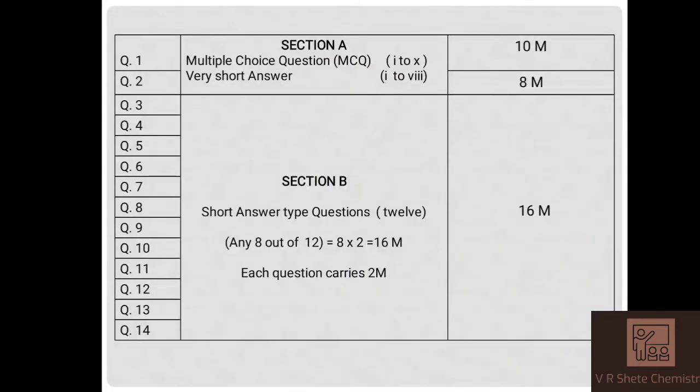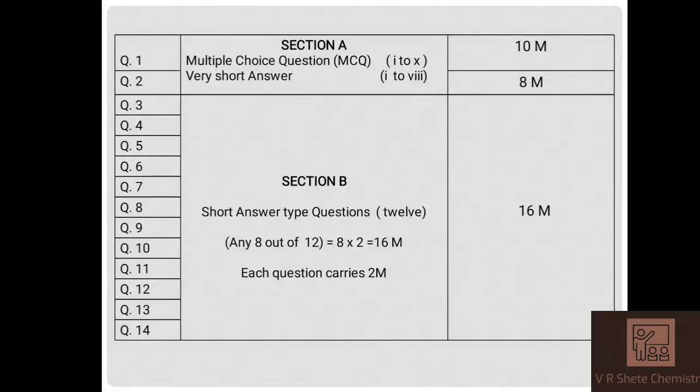Section A has question number 1 and question number 2. Question number 1 contains 10 compulsory MCQs, so you have to solve these 10 MCQs. Each MCQ carries 1 mark, so you will get 10 marks. Question number 2 is very short answer: 8 questions are compulsory, in which 1 to 2 numericals will be there. So 8 marks.